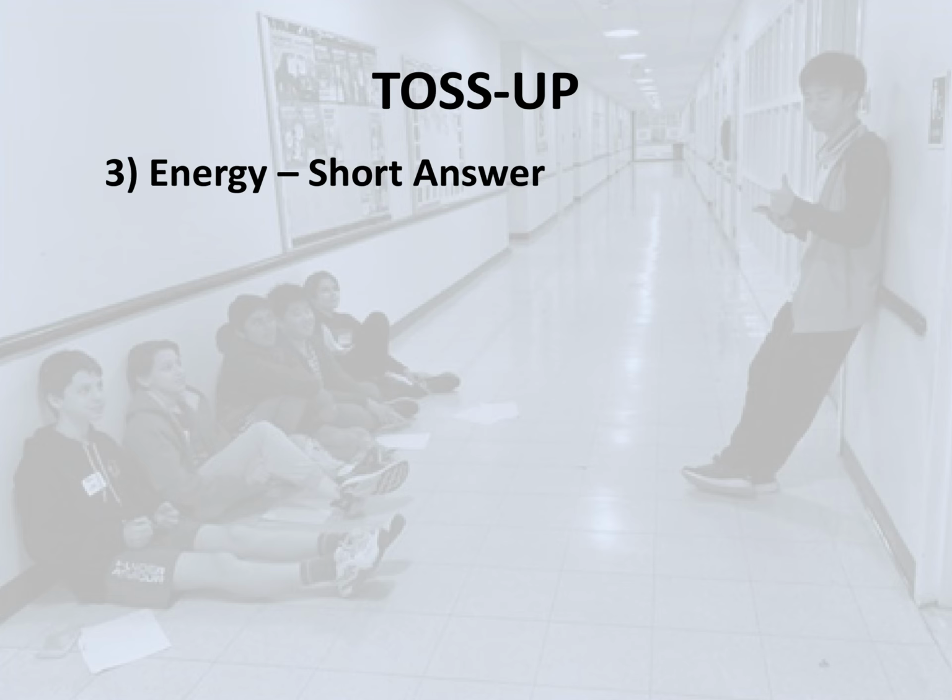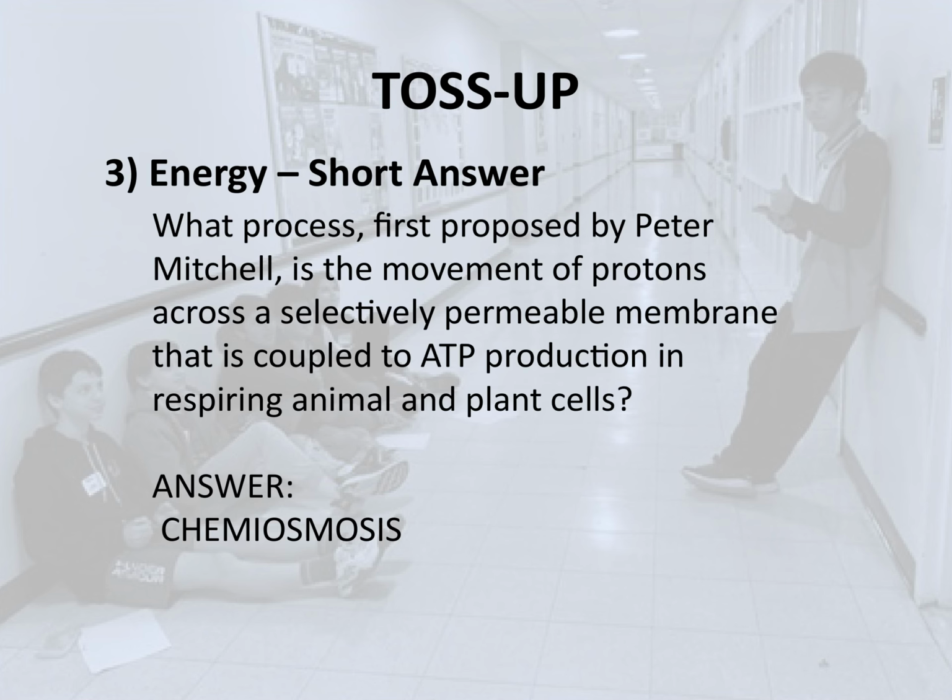Toss-up 3. Energy, short answer. What process, first proposed by Peter Mitchell, is the movement of protons across a selectively permeable membrane that is coupled to ATP production in respiring animal and plant cells? Answer: chemiosmosis.